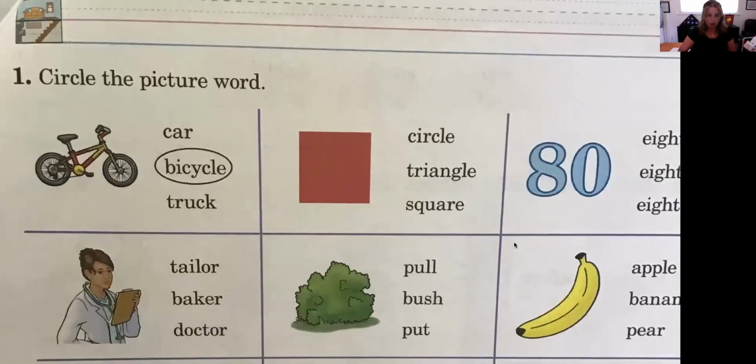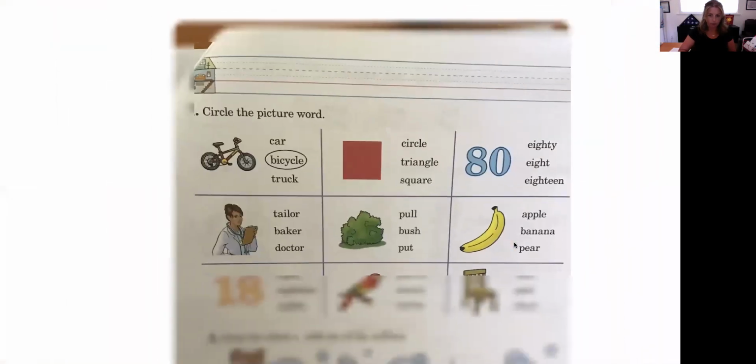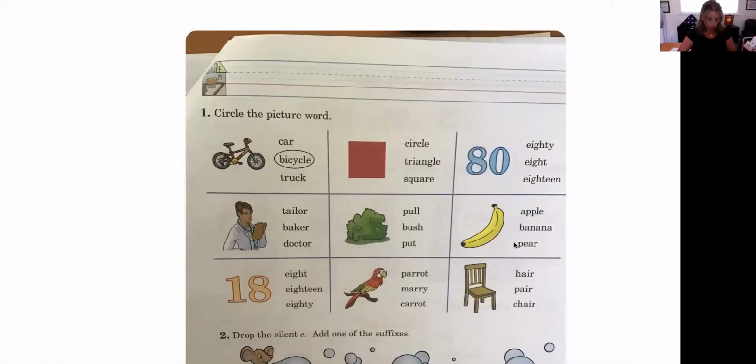There we are, 155. So we are going to circle the picture word. The first one is done for us. So we look at the picture and then circle the word that is a picture of. If you have any trouble reading the words, what do you do? Right, you would decode it. We decode it by marking our vowels and circling our special sounds.